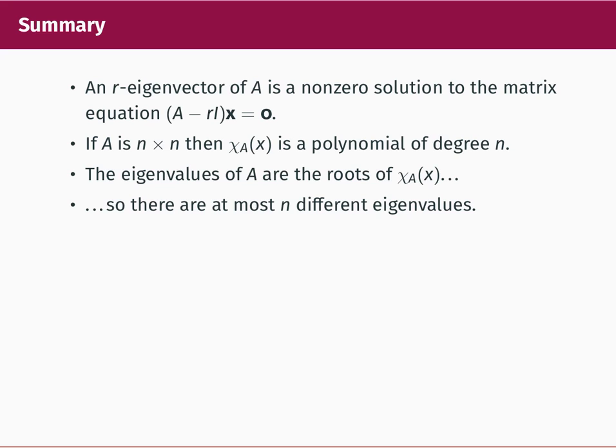Now the eigenvalues of A are the roots of the characteristic polynomial, and this characteristic polynomial is a polynomial of degree n, so it has at most n different roots. And what that tells us is that there are at most n different eigenvalues for an n by n matrix A.